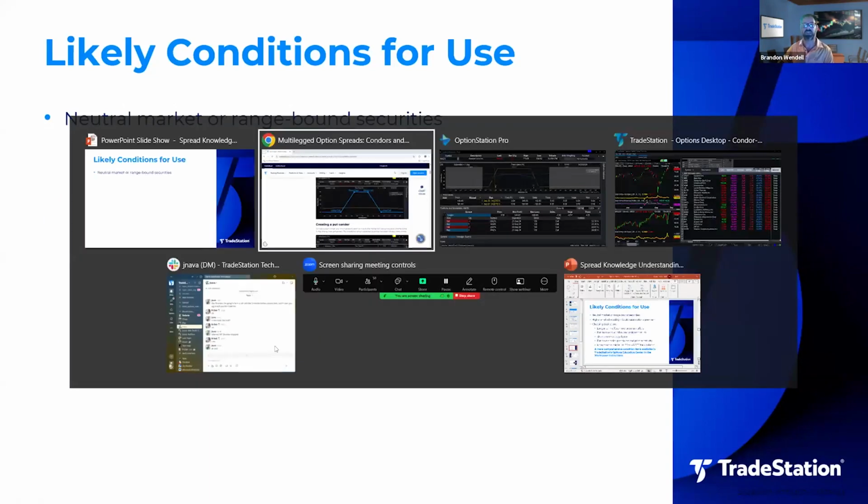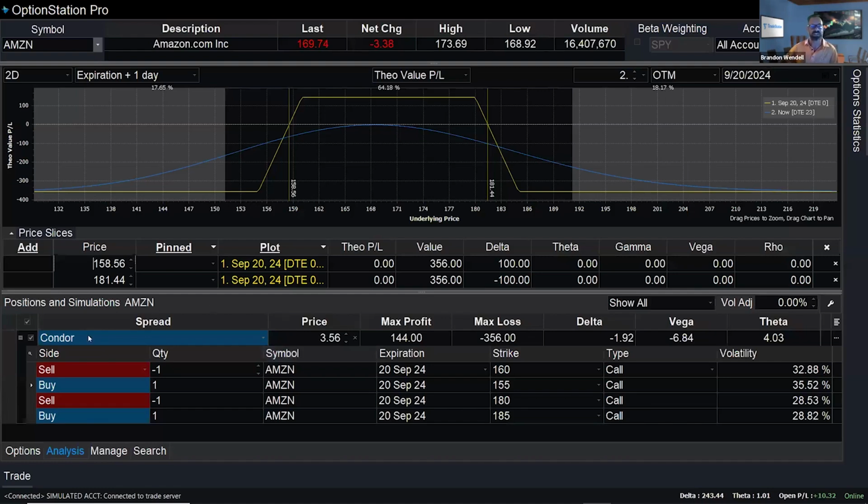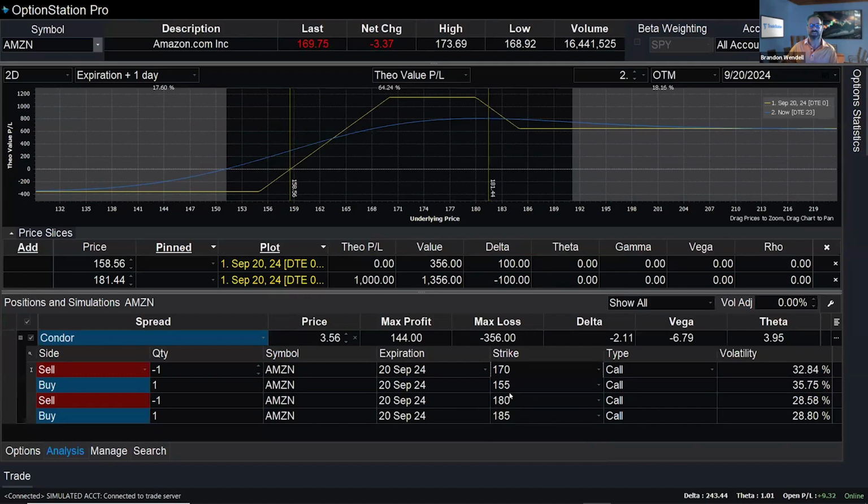So let's talk about putting these together and actually doing them. Actually, before I do that, we can just simply adjust. Right now, we have a condor on Amazon. By the way, the maximum profit right now is $144, isn't it? Instead of using different strikes, all I have to do is change the short strikes. Let's say we make them both 170.